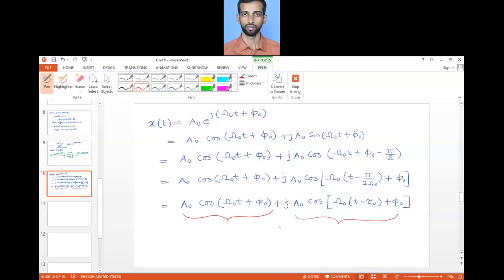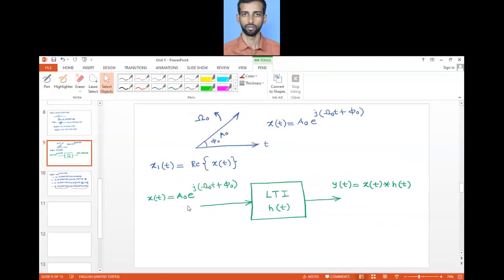So what does that mean? If you have represented the signal in this complex rotating phasor form, then it will be easier for you to invoke the properties of the LSI or LTI system, which were not possible in the earlier case where you applied the signal as a simple cosinusoidal signal. Now coming back to our analysis, if you have a signal x(t) equal to a naught e to the power j omega naught t plus phi naught, applied at the input of an LTI system with an impulse response h of t, then the output is represented by x of t convolved with h of t.